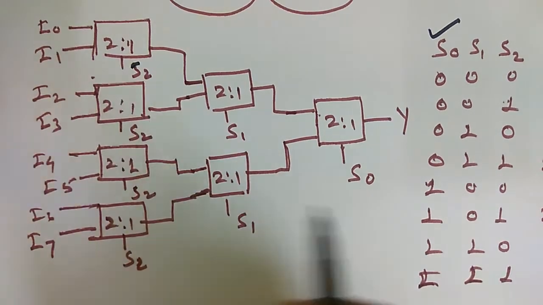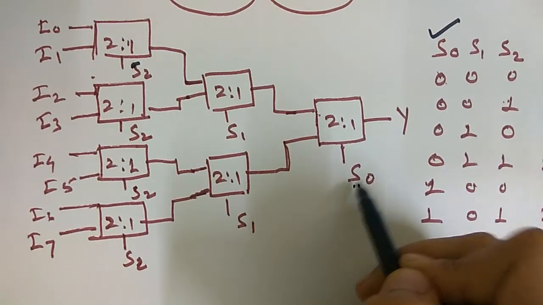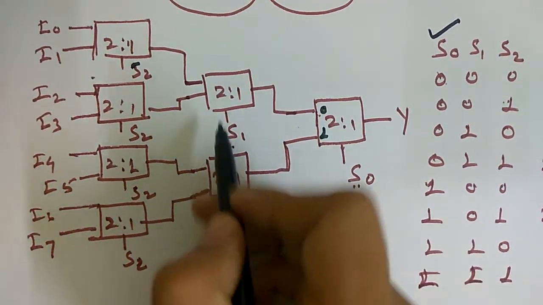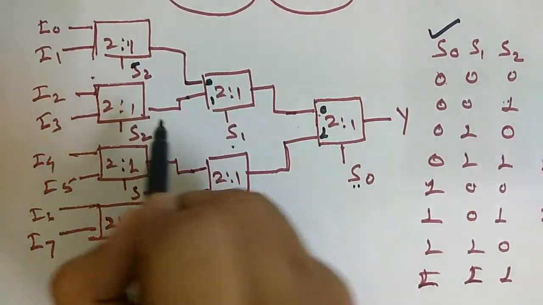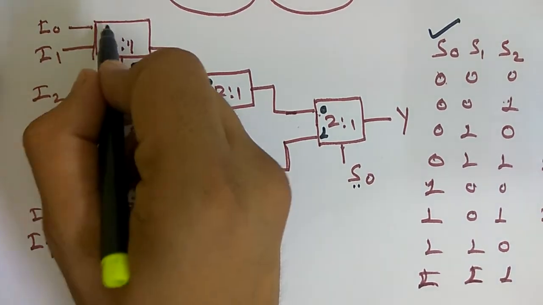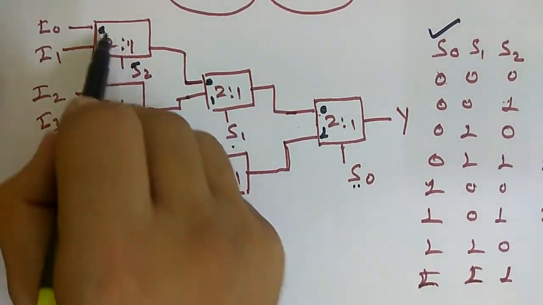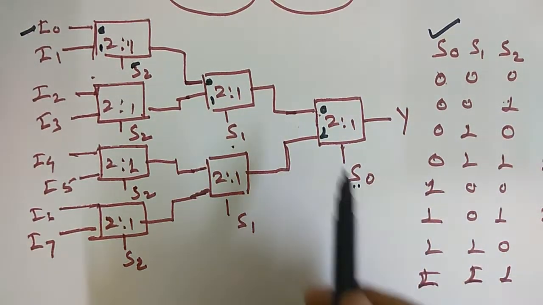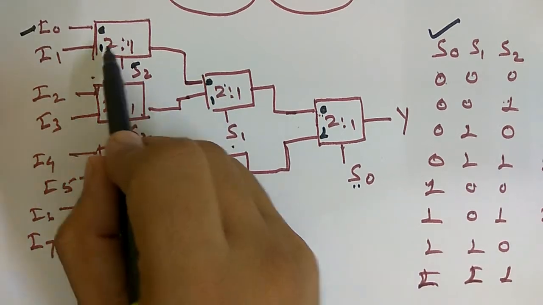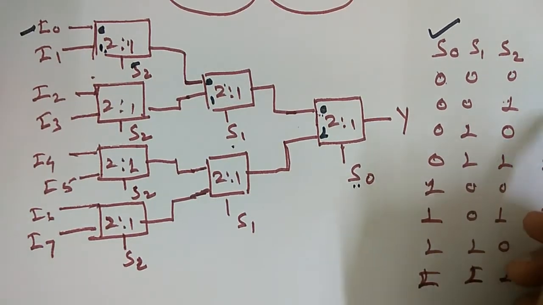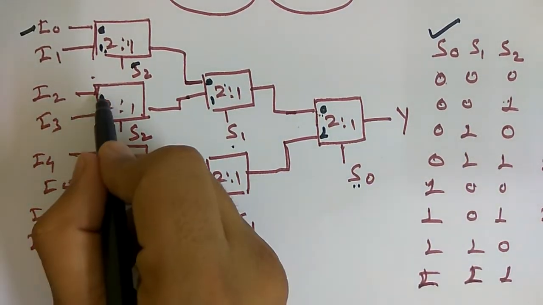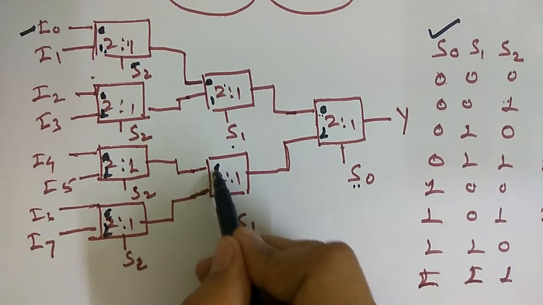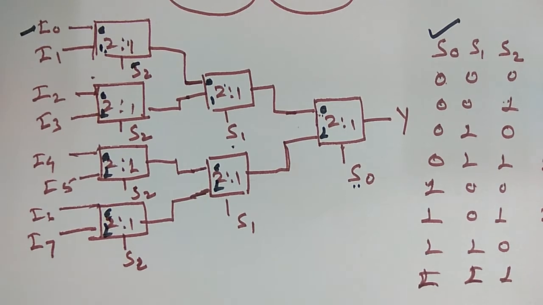Firstly, when S0 is equal to 0, this one will select. When S1 is equal to 0, this one will select. When S2 is equal to 0, this one will select. When all three are 0, I0 will select. So this is correct. When 0 0 1, I1 will select, this is correct. Similarly you can do for all the others, all others will satisfy this.